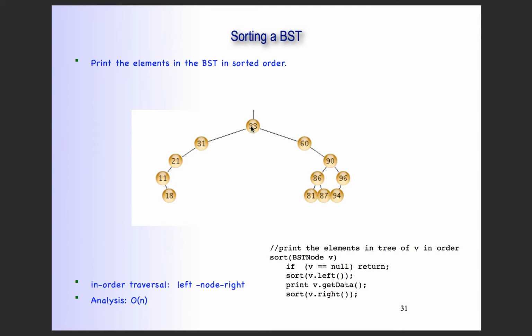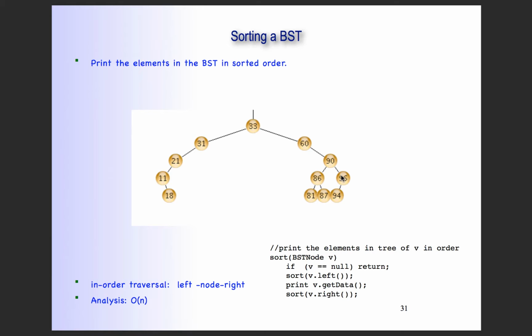Okay, so you start with the root, go to the left side, go to the left side, go to the left side, and there is no left, so you print the data 11, then go to the right side, 18. So 11, 18, then you're done with 11 and 18, then you print 21, then you print 31, then you print 33. So 11, 18, 21, 31, 33 is already in ascending order. Then you go to the right side, you print 60, then you go to this side, then the left side 81, 86, 87, then 90, 94, 96.